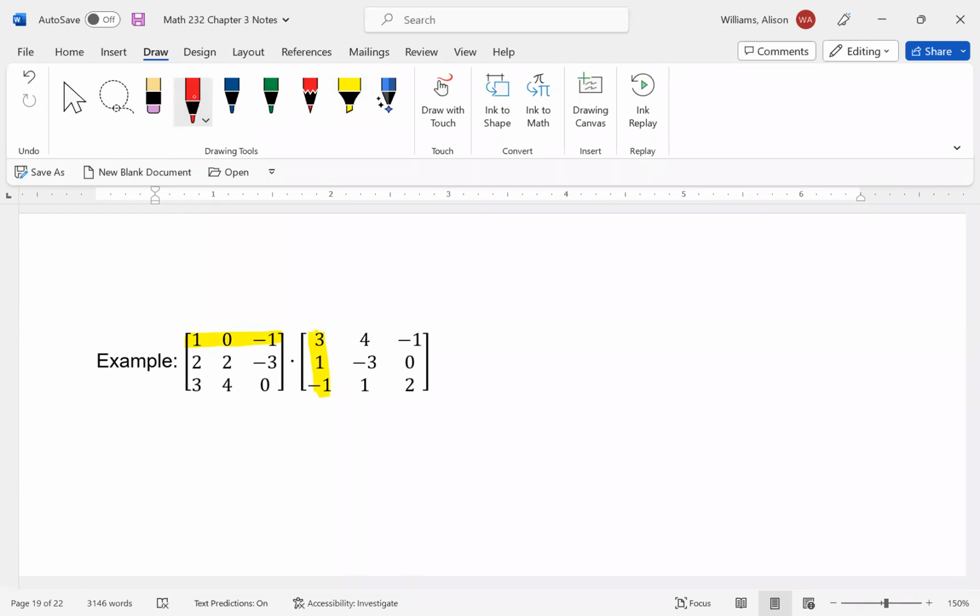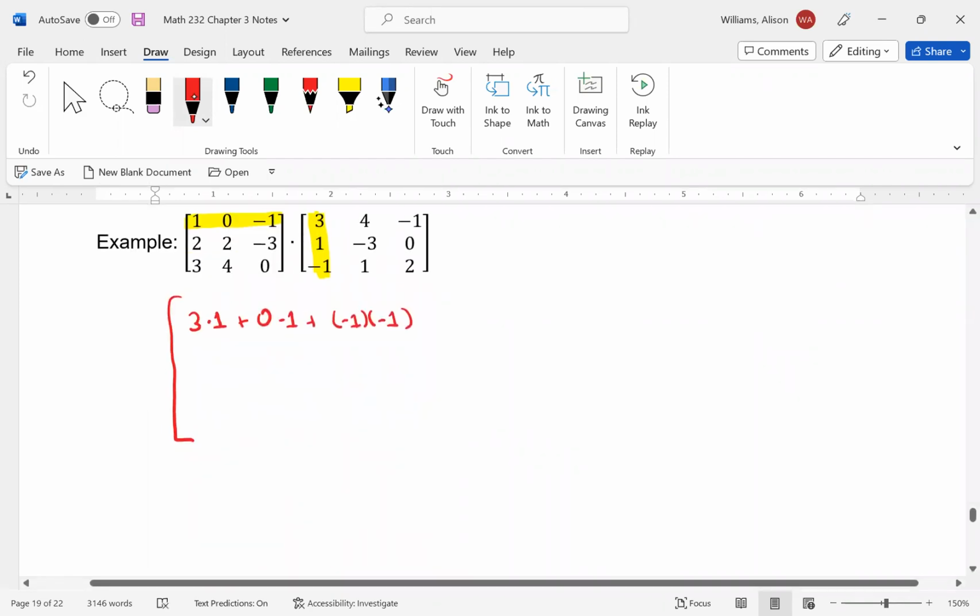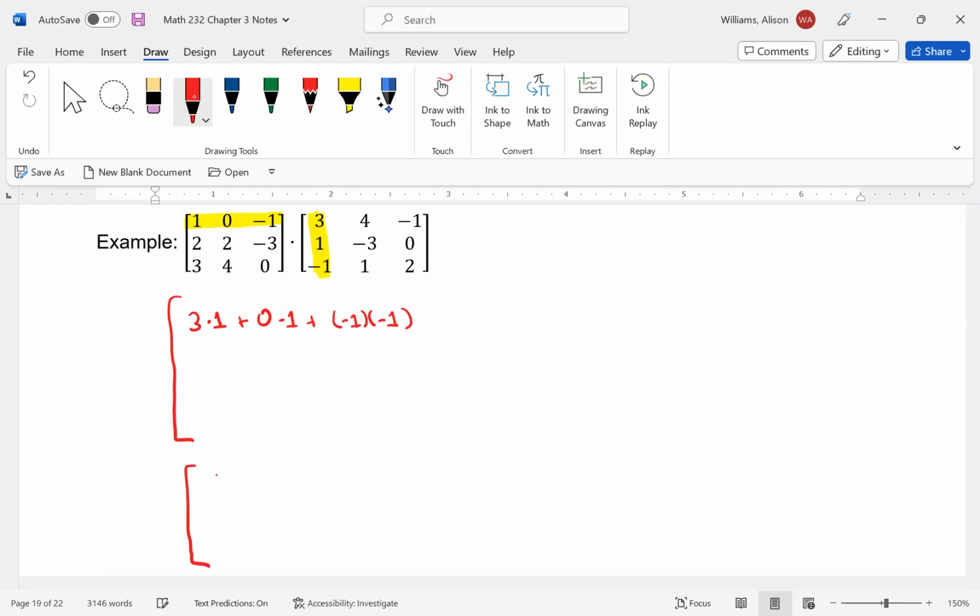So that means I'm going to do 1 times 3, which is 3, plus 0 times 1. Here, actually, I'll write the multiplying out. 1 times 3, 0 times 1, plus -1 times -1. That's the first term in the matrix, which when you work it out, that's a 3, that's a 0, that's a 1. It's going to come out to 4. So the first term is going to come out to 4 in the multiplication.